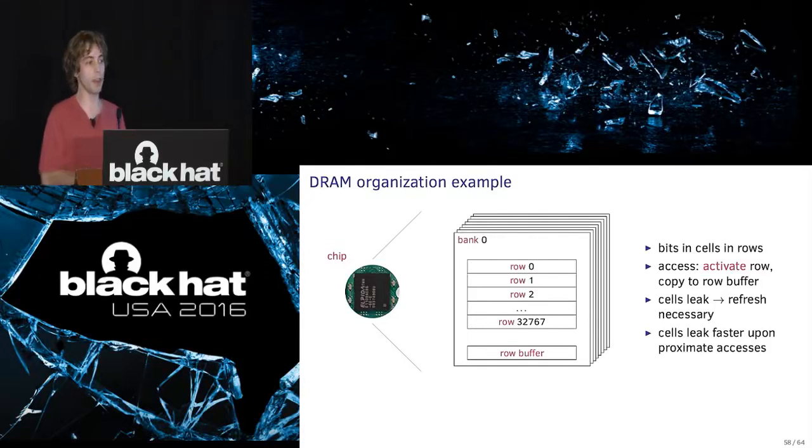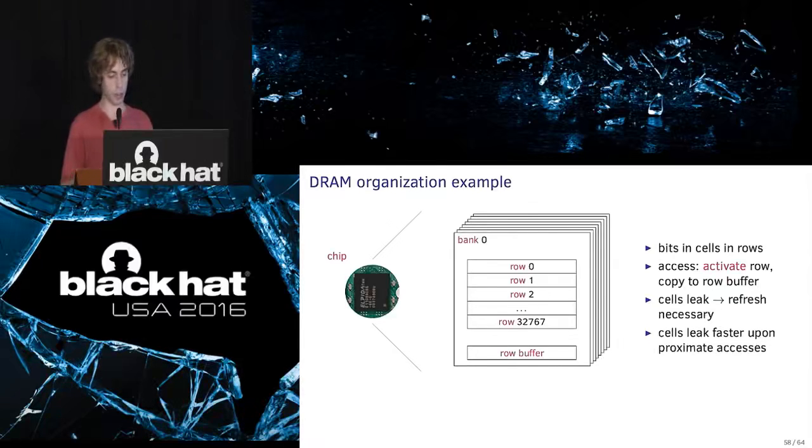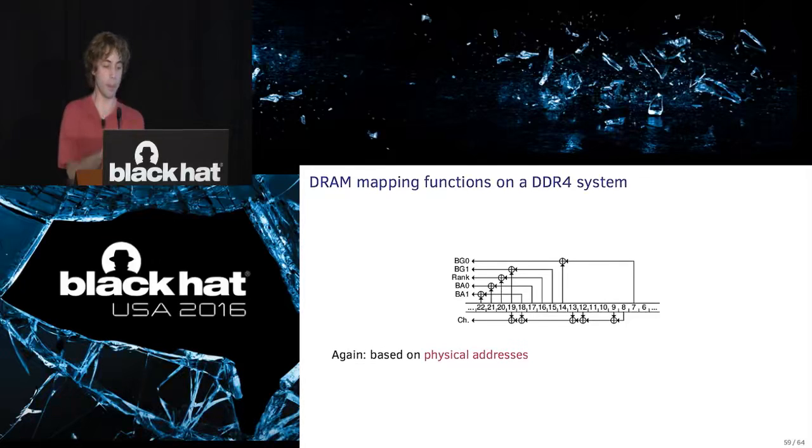Now, it has been found when researching the rowhammer bug that proximate accesses can increase the probability of a bit flip, and the reason for this is that the cells leak faster upon proximate accesses. We have reverse engineered the mappings from physical addresses to the actual channel, rank and bank. And this is also a Usenix paper this year. And we need the physical addresses then to compute where we want to hammer. OK.